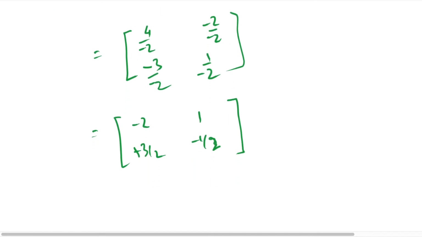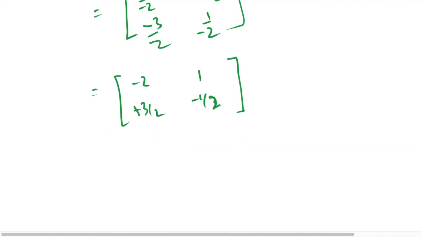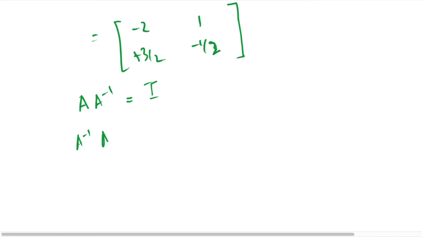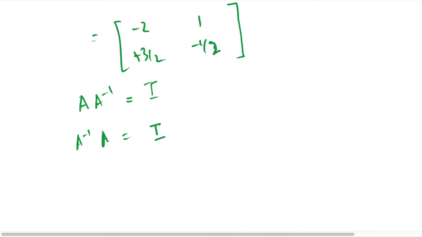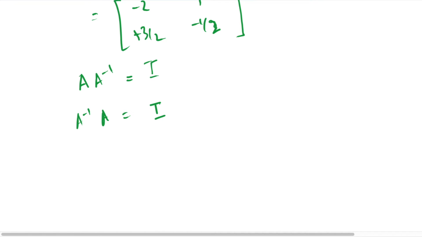And you can actually calculate this yourself. So you can multiply A and A inverse, and you will see that you will get the identity matrix. And you can also multiply A inverse by A, and you will again get the identity matrix. So in this I've shown you how to calculate the inverse of only a 2 by 2 matrix. Later on in this course, we will see how to calculate the inverse of a higher dimension square matrix.